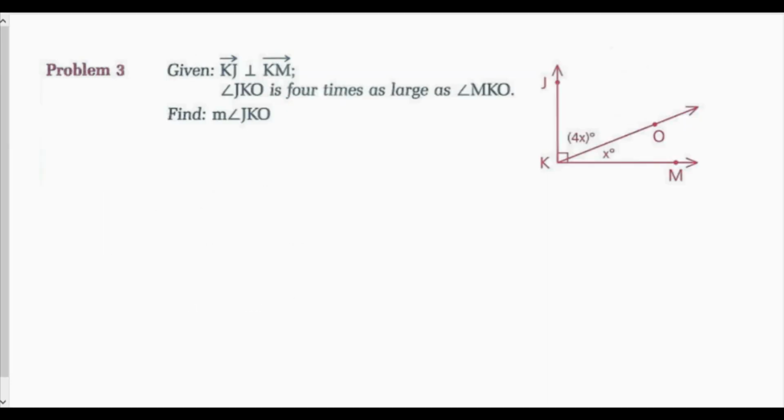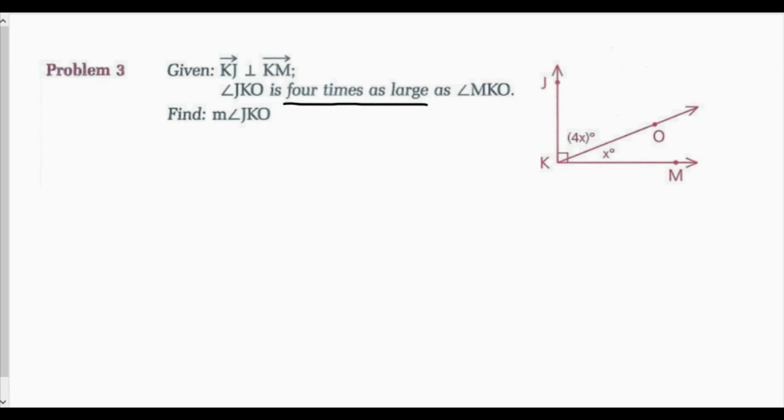Problem 3, I'm given that ray KJ is perpendicular to ray KM. Angle JKO is 4 times as large as angle MKO. Find the measure of angle JKO. They give us in this diagram that JKO is 4x and OKM is 1x. They also tell us that it is 4 times as large. If they weren't giving us this 4x and x, you can list one angle as a variable, and then based off of the information that you're given, you can modify the other angle from that variable, which is what they did with the 4x and the 1x.